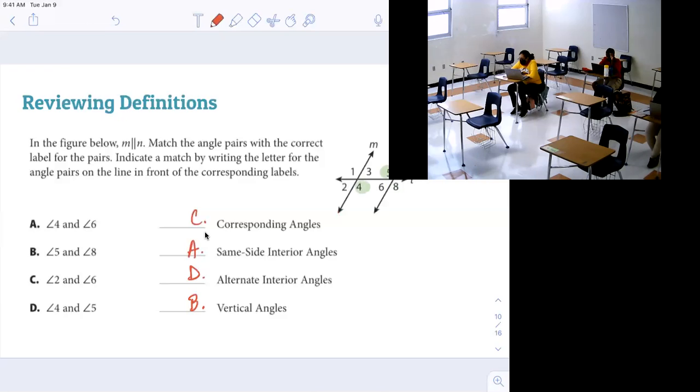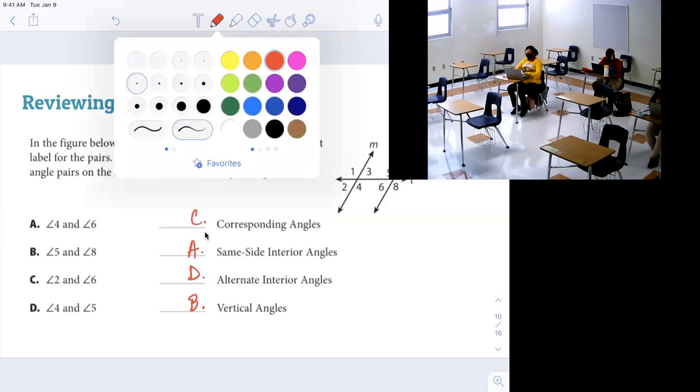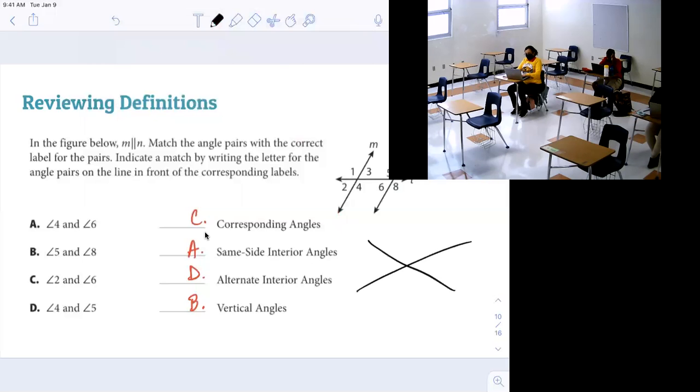This one, they made the diagram kind of sideways, but the same properties still apply. Vertical just means if two lines are crossing, then anything that is right across from itself on the other side, those are vertical. So here, that's why 5 and 8 were vertical. 2 and 3 are vertical. 1 and 4, 6 and 7. That's all that means. If anything, that's the easiest one.